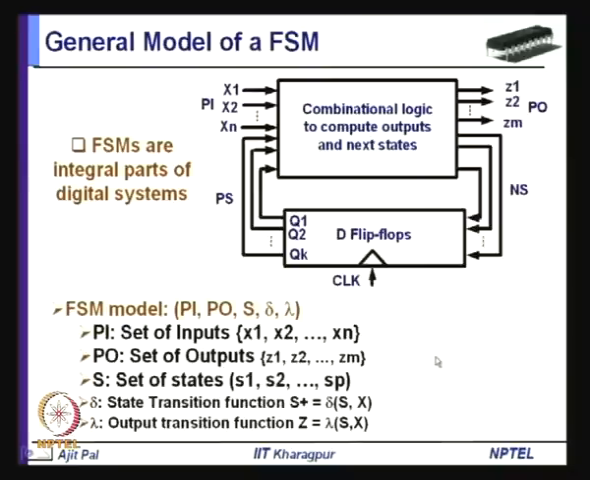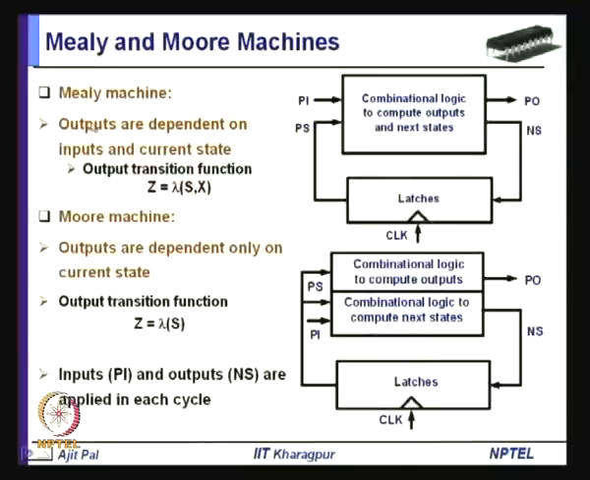So, we have also mentioned two different types of machine. One is known as Mealy machine, where the output transition is dependent both on the present state as well as the present input, PI as well as PS. On the other hand, in Moore machines the output transition function is dependent only on the present state, not on the inputs. So, as shown here, the combinational logic to compute the output is dependent on the present state. On the other hand, next state is dependent of course on the primary input as well as the present state.